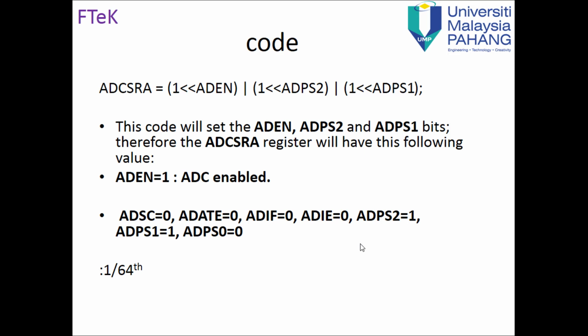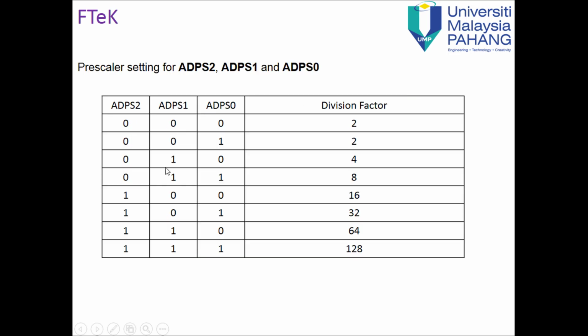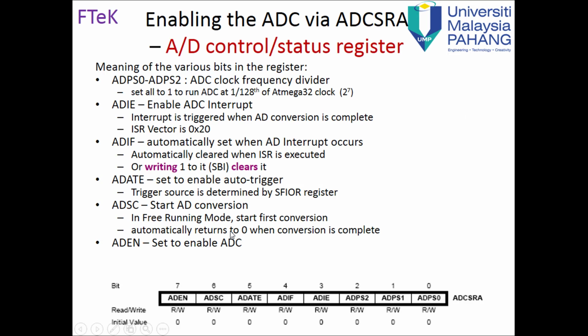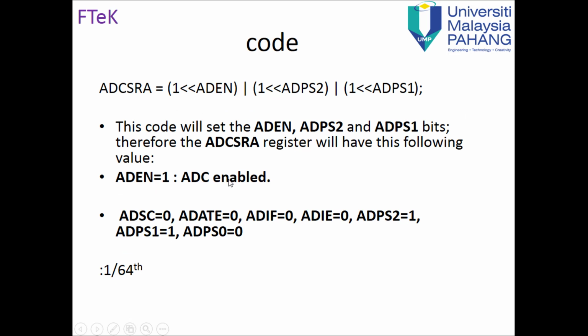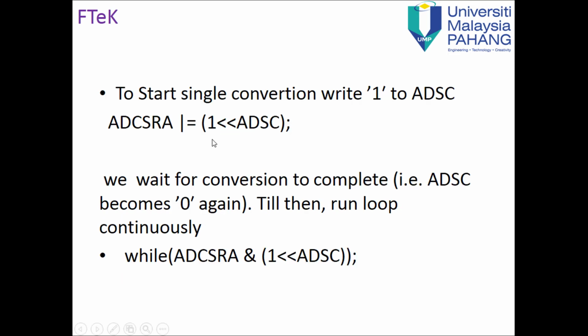If I write code like this, ADCSRA, I set 1 for ADEN, and I set 1 for ADPS2 and ADPS1. So from here I use this set, 1 1, and this will remain 0, and I enable the conversion. So ADEN equal to 1 with this enable, and as you see, the prescaling is 1 divided by 64. So the speed of the clock will be divided by 64. To start the conversion on the ADCSRA, I give ADSC 1.